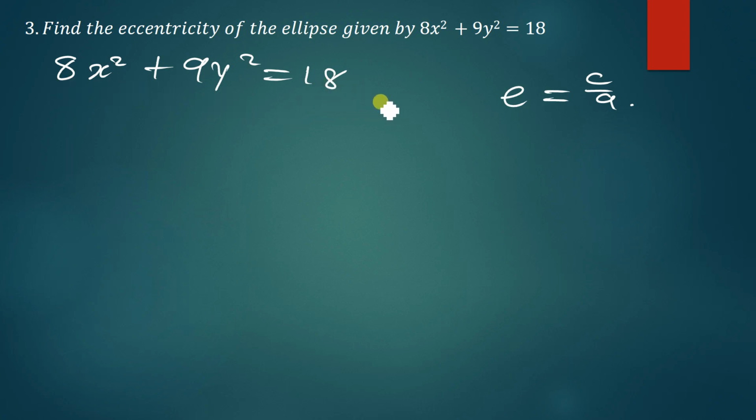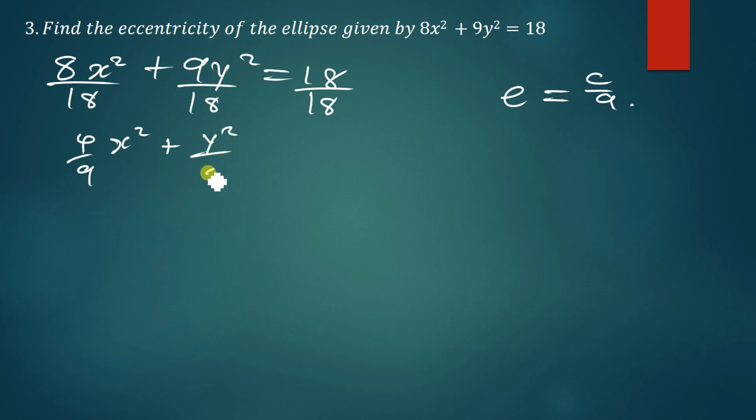So according to the ellipse and the hyperbola, this part should always be 1. So how do we make this part equal to 1? We divide the whole equation by 18. When you divide the whole equation by 18, this part will become 4 over 9 x squared, and then plus y squared over 2, because 9 into 9 is 1, 9 into 18 gives you 2, and this side will have 1. So this is our equation.